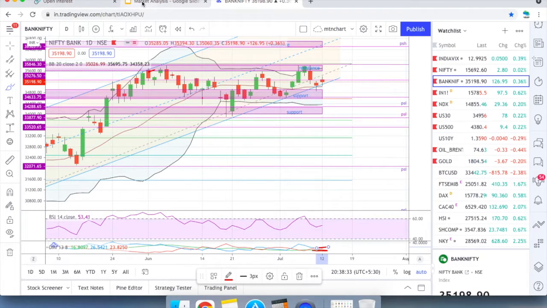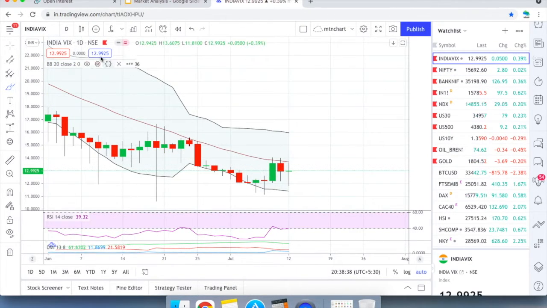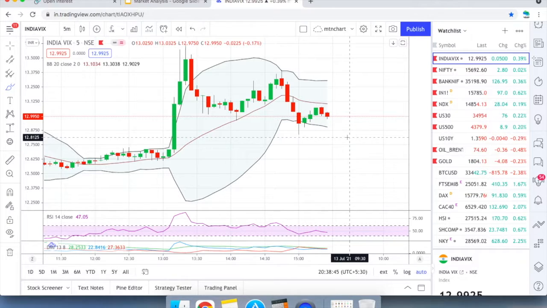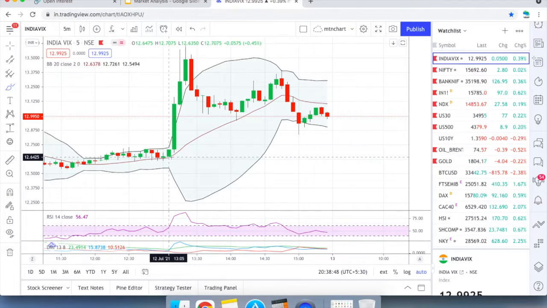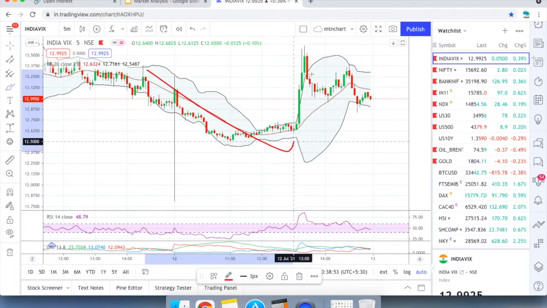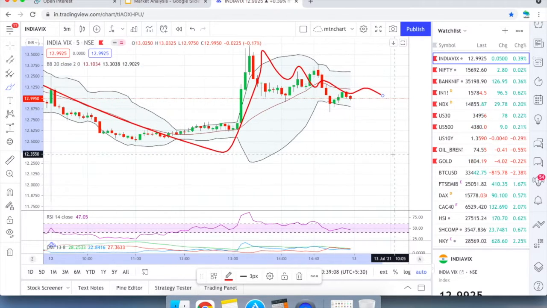Volatility had shot up today. India VIX, if you see, is forming a doji. But if you look at what happened intraday on the 5 minutes, it dropped and then shot up in the morning, and settled around 13. So it went down as low as 12.5 and then shot up. So the volatility continues to be there.